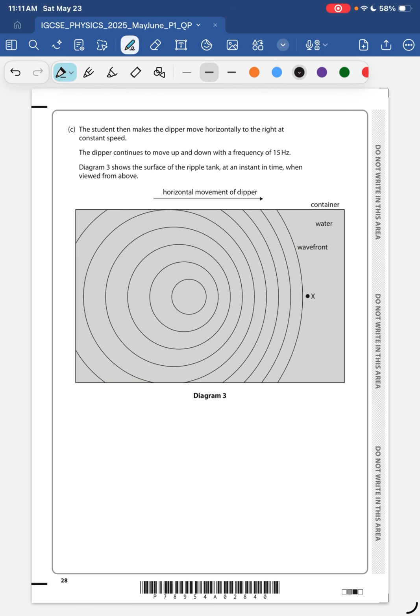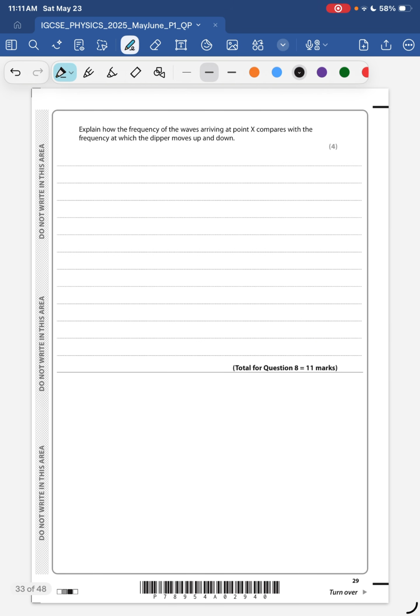The student then makes the dipper move horizontally to the right at constant speed. So we see the motion to the right. The dipper continues to move up and down with a frequency of 15 hertz. Diagram 3 shows the surface of the ripple tank at an instant in time when viewed from above. Explain how the frequency of the waves arriving at point X compares with the frequency at which the dipper moves up and down.